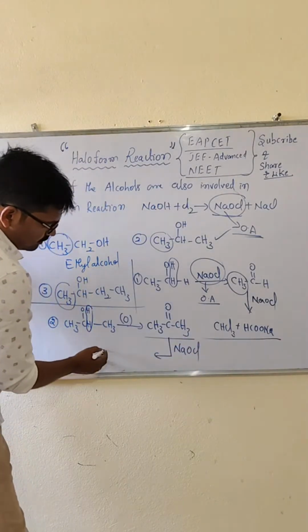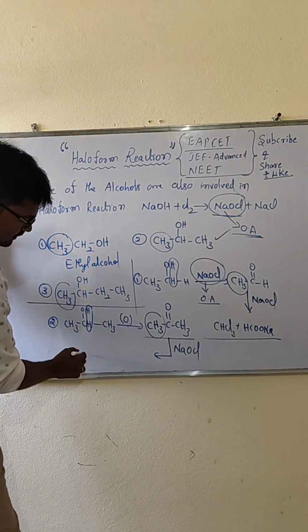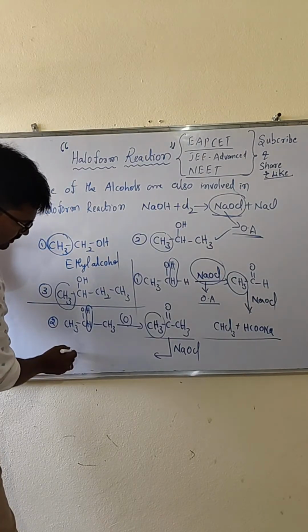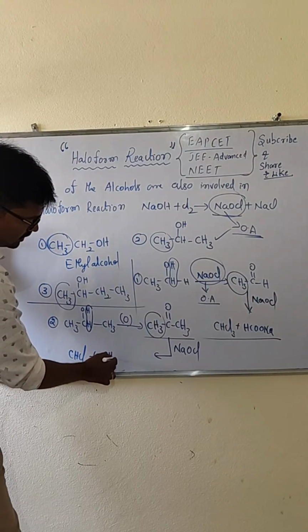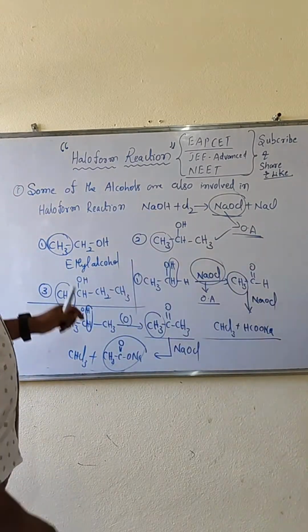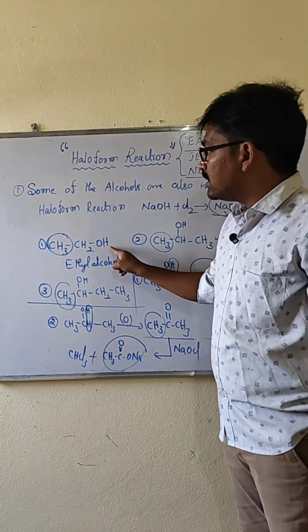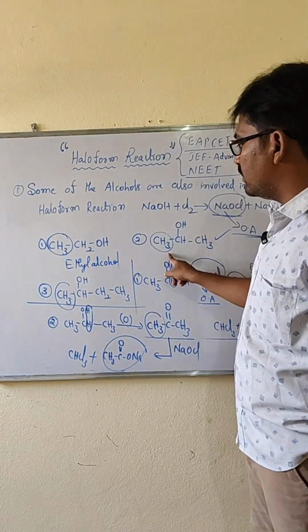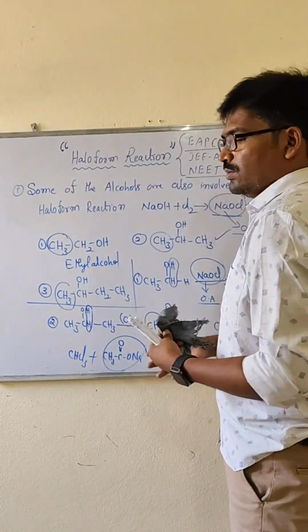NaOCl again, one of the alpha methyl groups can be converted into CHCl3, plus the remaining part CH3, C double bond O Na, the sodium salt of carboxylic acid, is formed. So look, my dear students, not only alpha methyl containing aldehydes and ketones, but also alcohols having alpha methyl groups are involved in the haloform reaction.